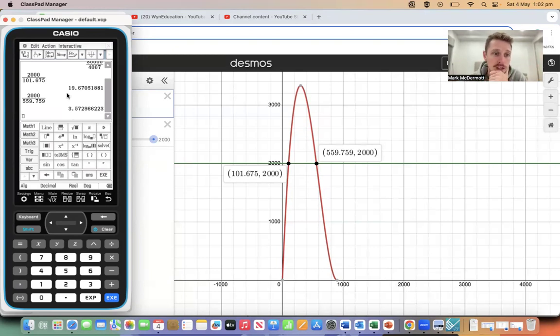So there are your two answers. The maximum speed you can travel at is 19.67 meters a second, and the minimum speed you can travel at is 3.57 meters per second. Hopefully that clarifies that question. It's a bit of a tricky one, but hopefully making a bit more sense now.